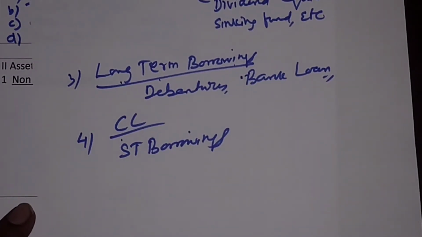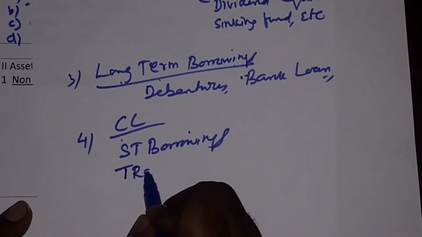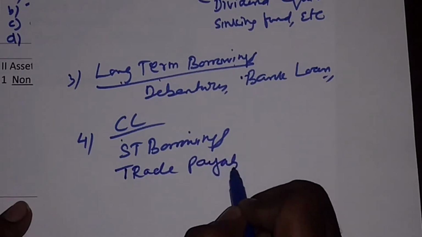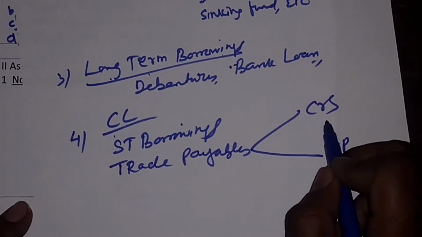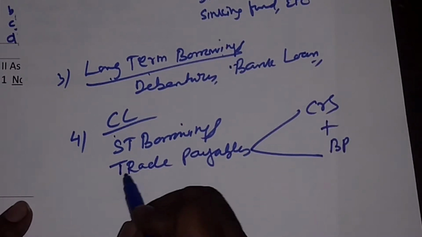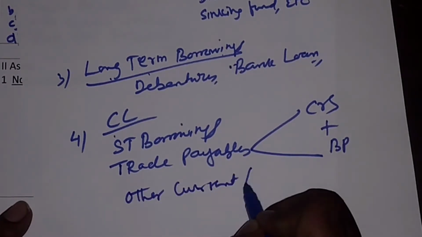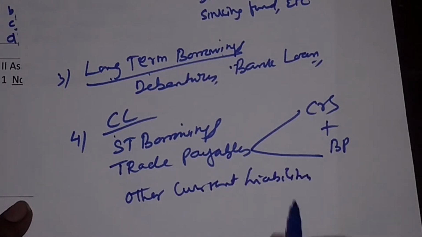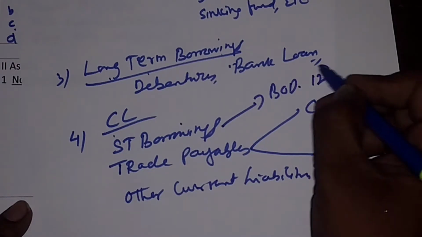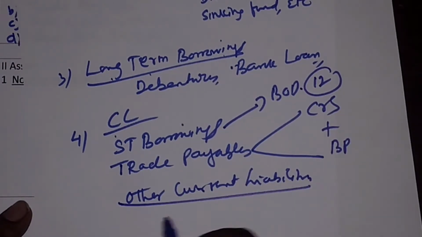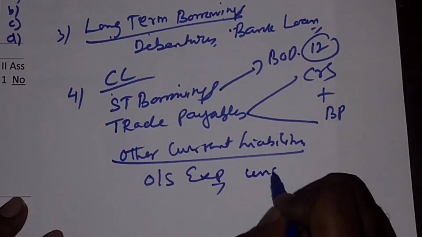Short-term borrowings is over. After the short-term borrowings, next one is the trade payables. This trade payables includes creditors plus bills payable. Next, after trade payables, other current liabilities. In short-term borrowings, we have the bank overdraft and any borrowings which are less than 12 months. Other current liabilities are outstanding expenses, unclaimed dividend, etc.